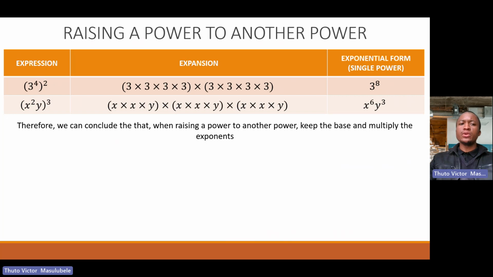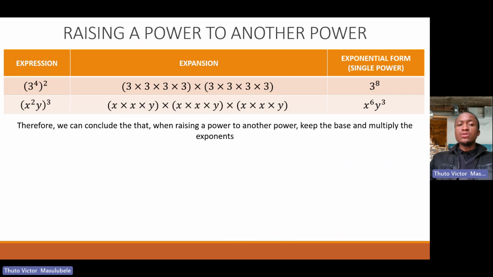Now, raising a power to another power, we have 3 to the power of 4 raised to the power of 2. That can be expanded. If you count the number of times in which you are multiplying 3 with itself, that will be 8 times. So then written as a single power, it will be 3 to the power of 8. Same applies to the second example.